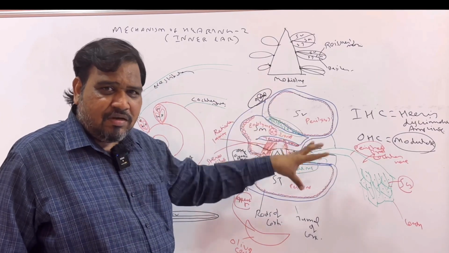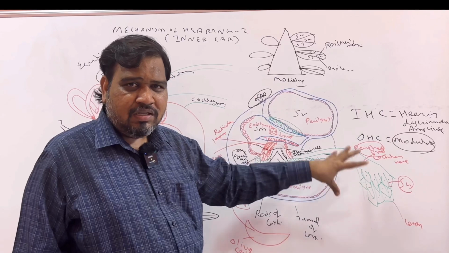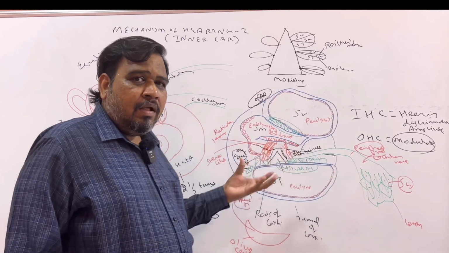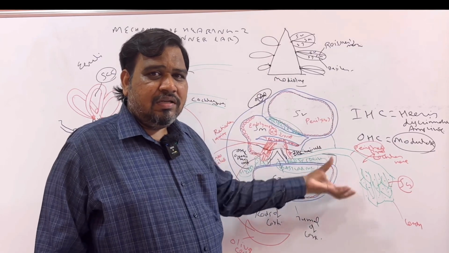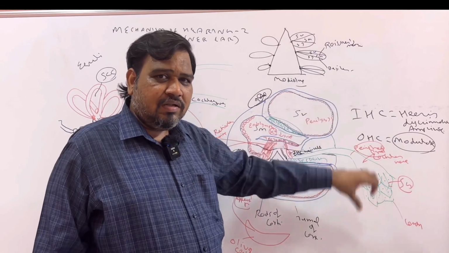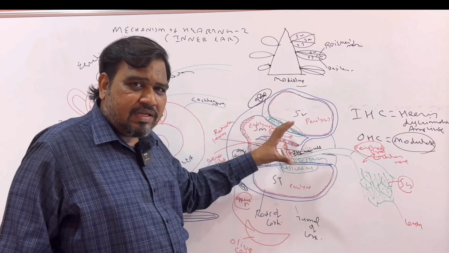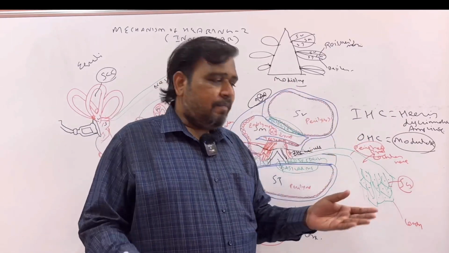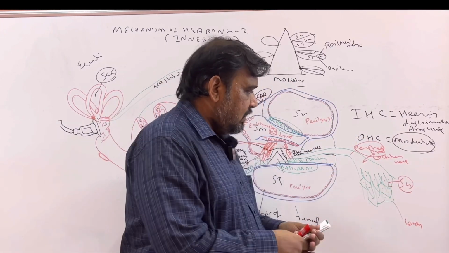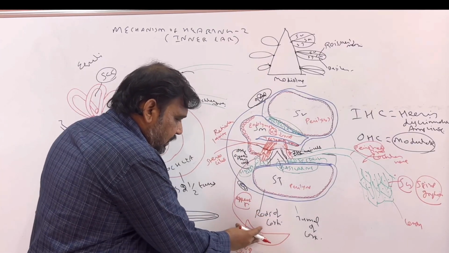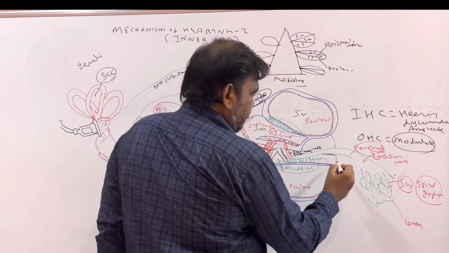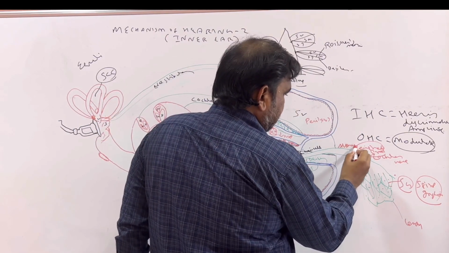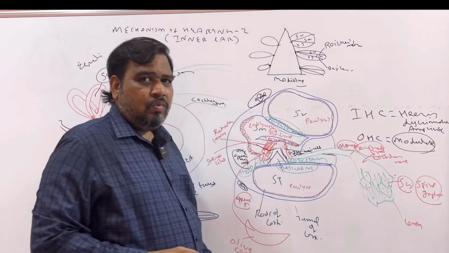So inner hair cells by themselves are responsible for generating action potential in the cochlear nerve. Outer hair cells can modify that action potential. It can either increase the nerve signals or decrease the nerve signals. And from the inner hair cells, afferents go to the peripheral process of the spiral ganglion. From the olivocochlear bundle, efferents come to the outer hair cell. So this is efferent, this is afferent. So that also we can note down.